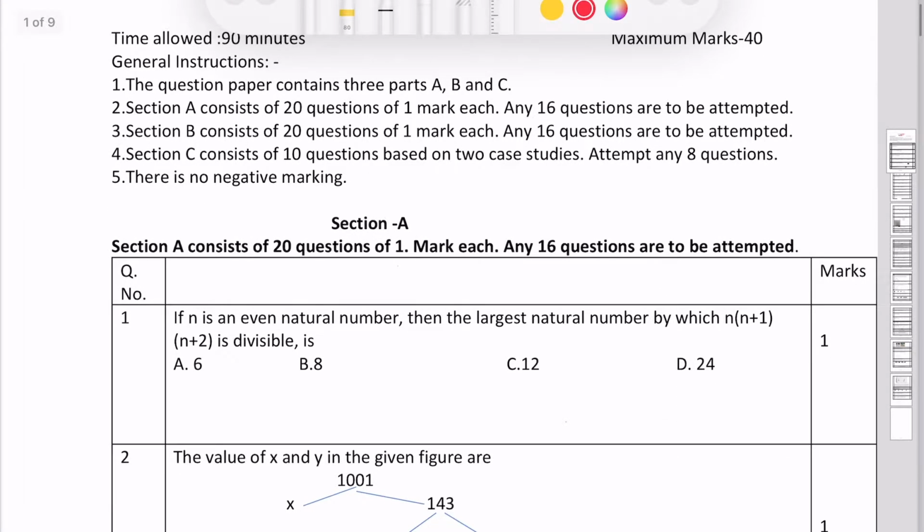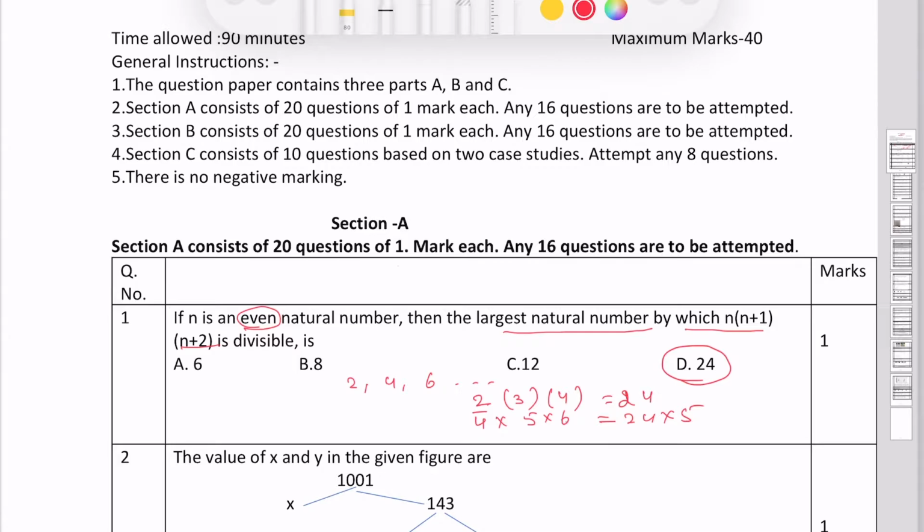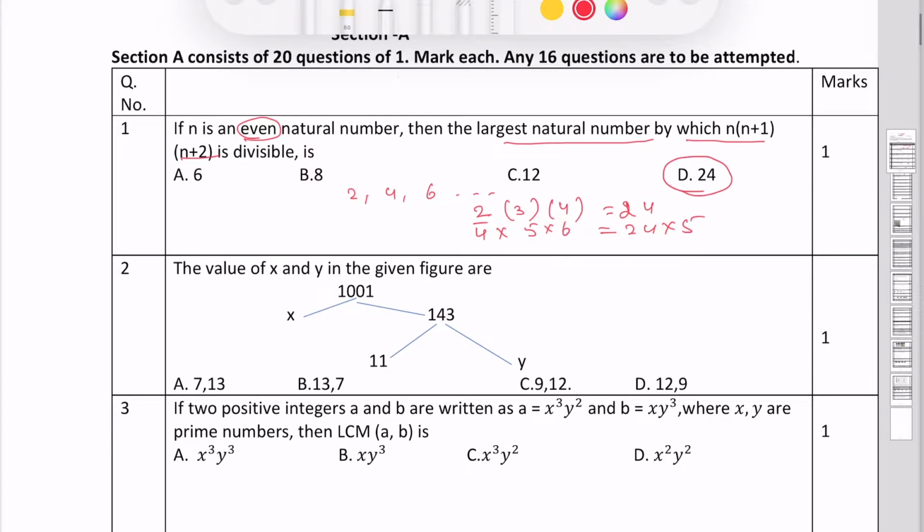Question number 1 is, if n is an even natural number, meaning the number starts with 2, 4, 6 and so on, then the largest natural number by which n plus 1, n plus 2 is divisible. Suppose n is 2, then it is 2 into 3 into 4, that is 24. If I take a bigger number like 4, 4 into 5, 5 into 6, then also it is 24 into 5. So by which it is divisible, that is 24. D option is correct.